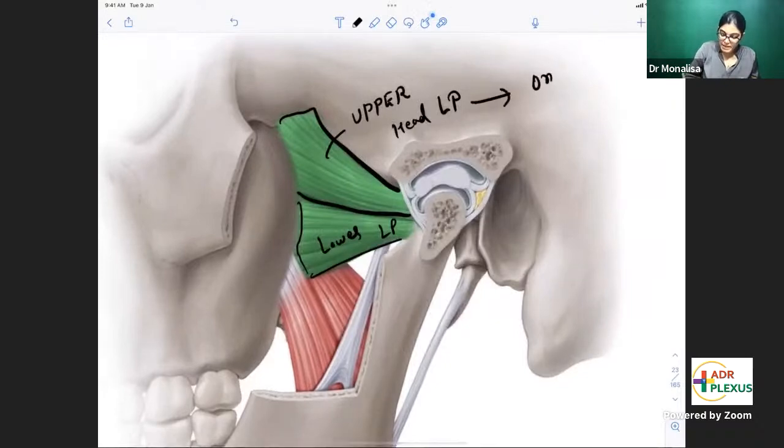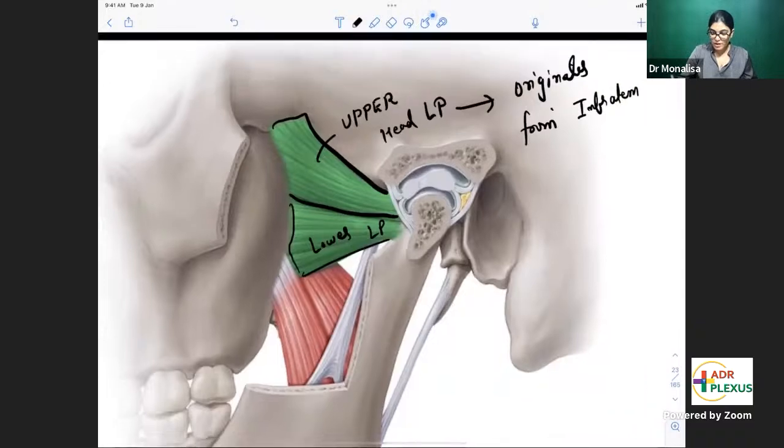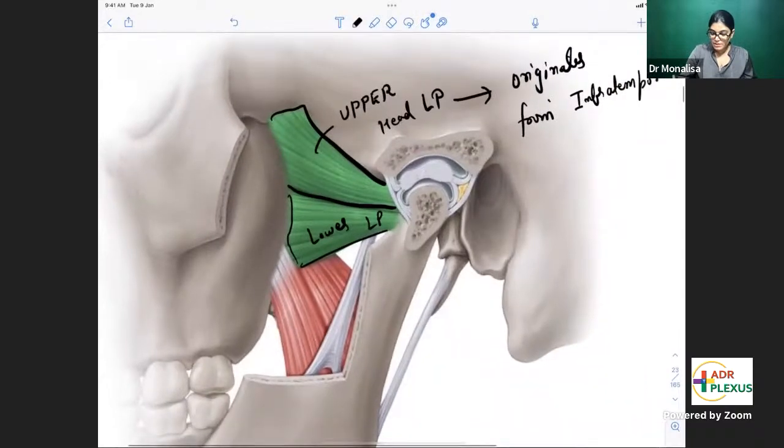Upper head originates from infratemporal surface of sphenoid bone.